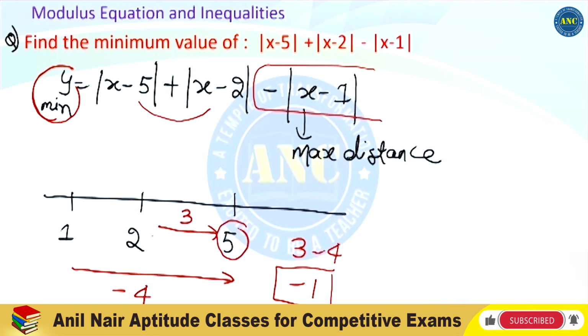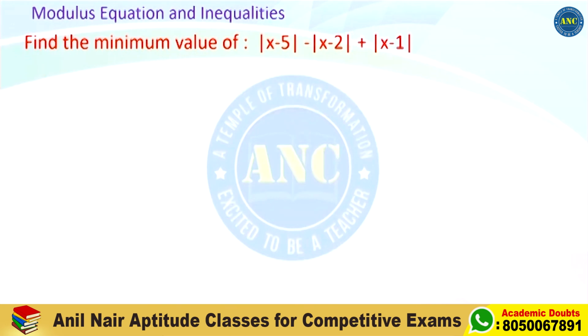From 2 to 5, it is 3. From 1 to 5, it is 4. But because there is a minus sign before it, I will get a negative value. So the net distance traveled to get the minimum value is 3 minus 4, which is minus 1. Idea, is it clear? Next one.